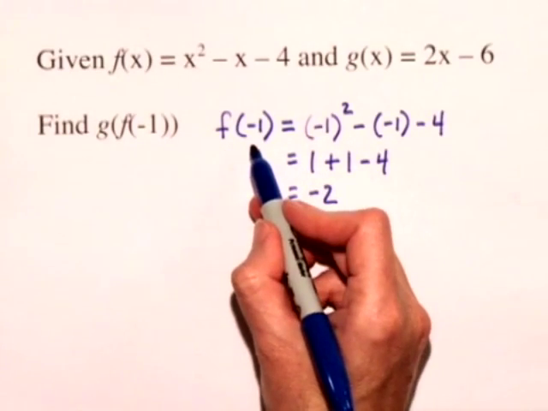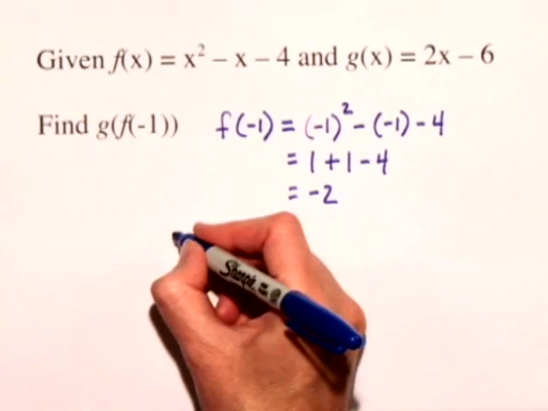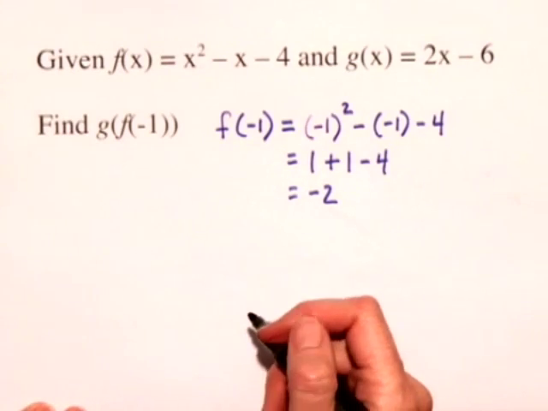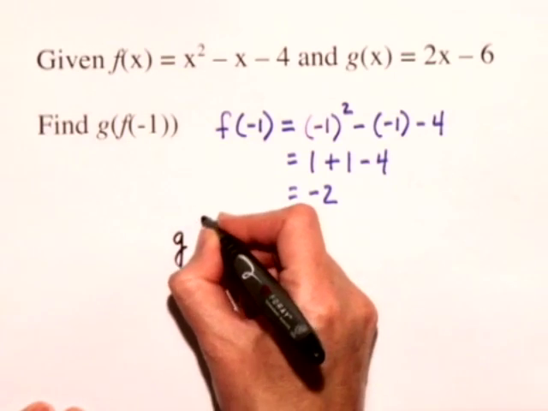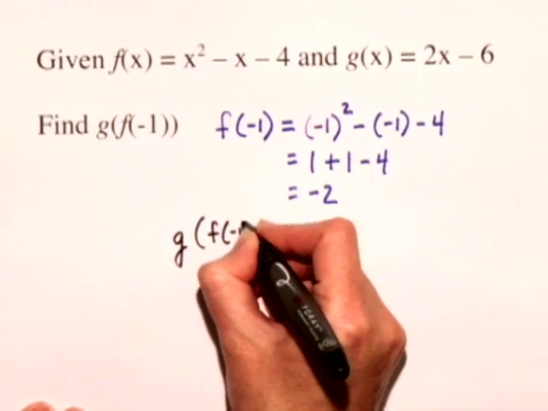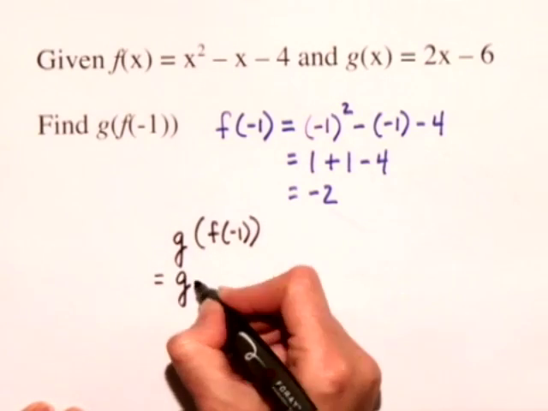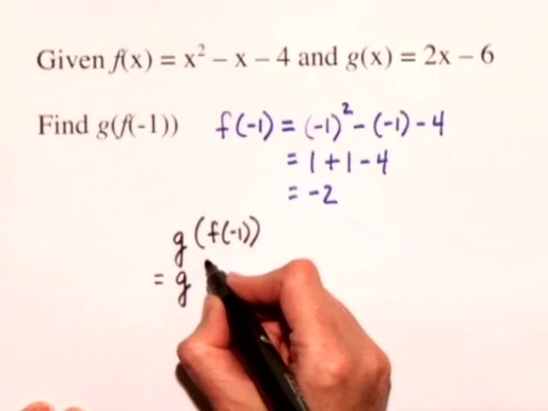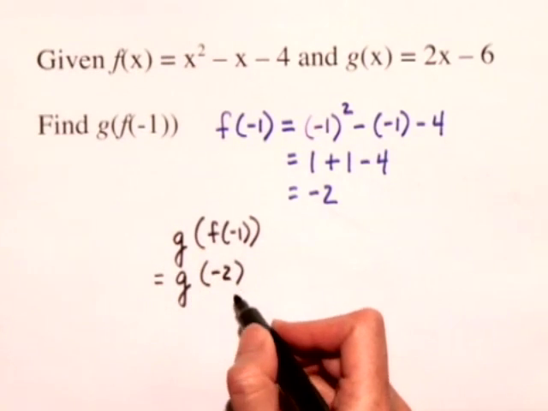Since f of negative 1 really equals negative 2, when we're asked to find g of f of negative 1, g of f of negative 1 is really equal to the same thing as g of, since f of negative 1 we found out was negative 2, we're really finding g of negative 2.